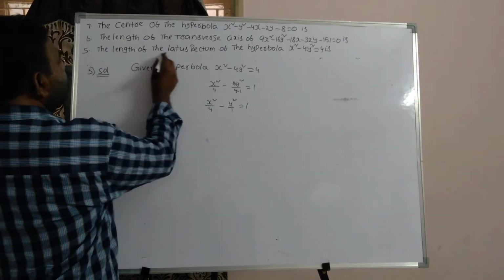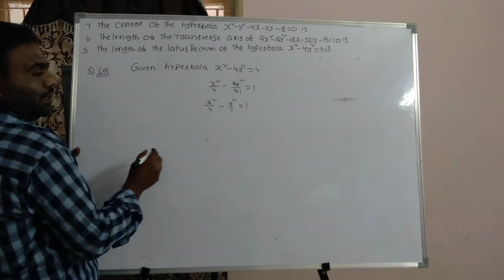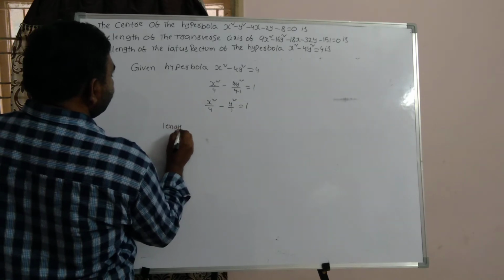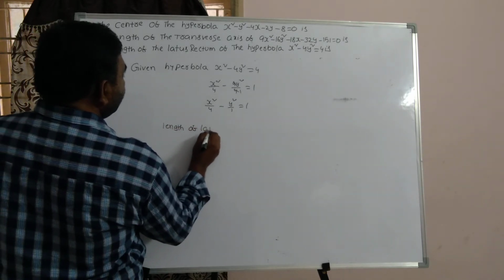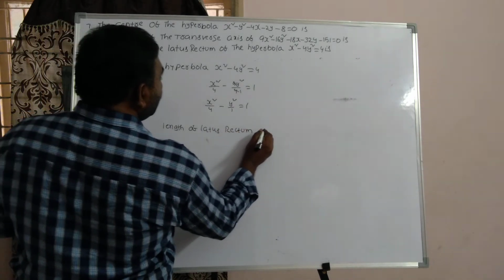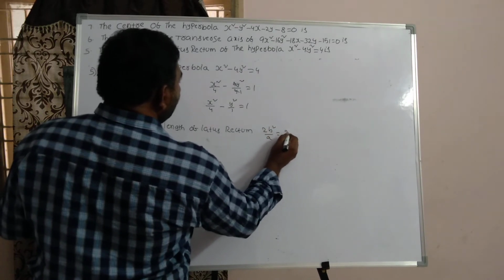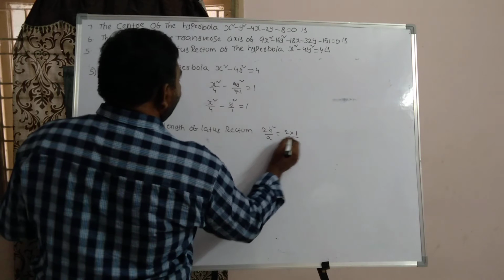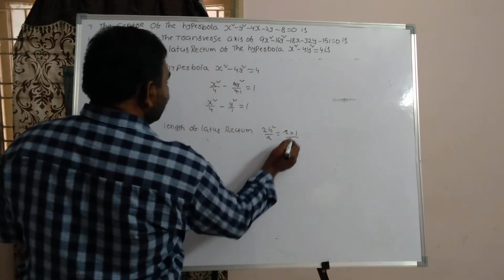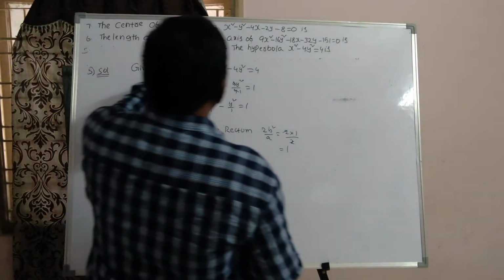What do you want? Length of latus rectum. First of all, a is big. So here length of latus rectum is 2b square by a, that is equal to 2 into b value 1 by a value 2. 2 cancel. So length of latus rectum is 1. So fifth one solution complete.